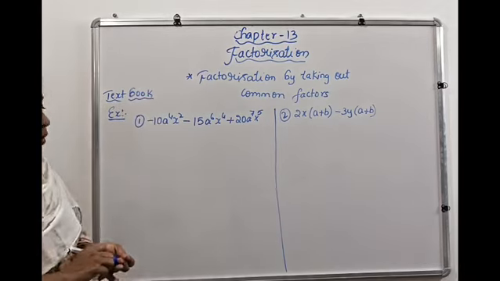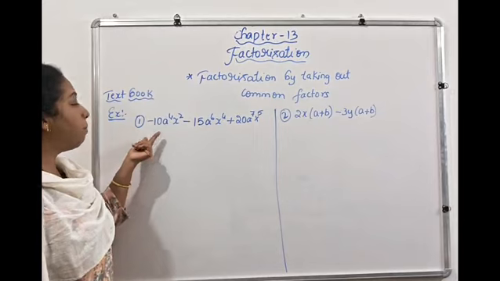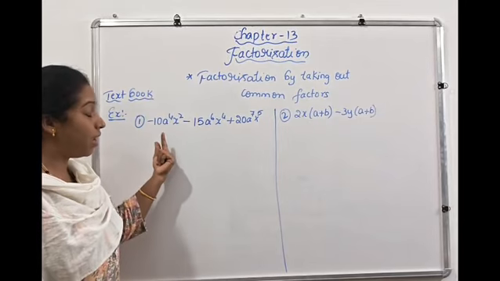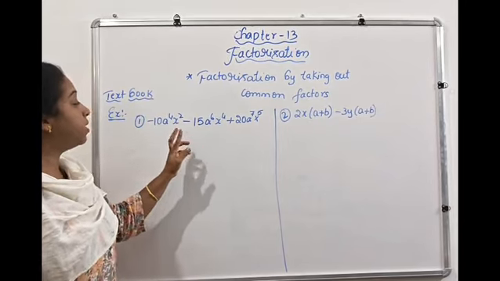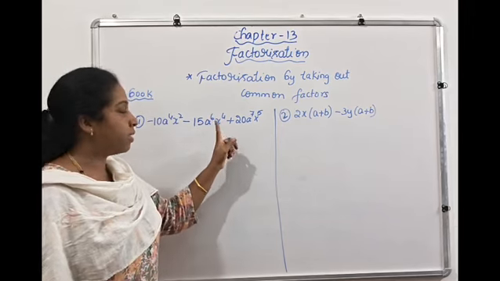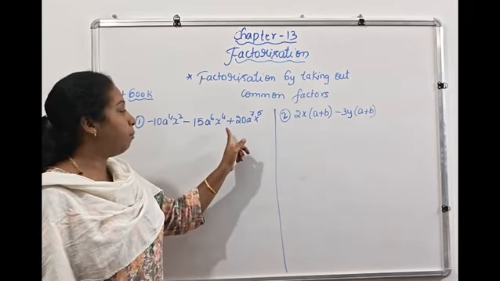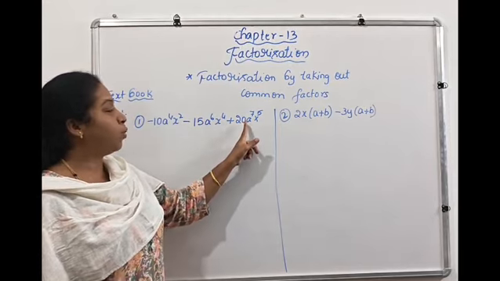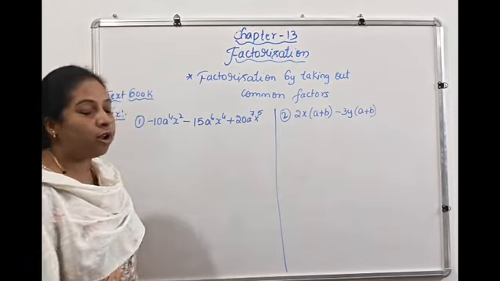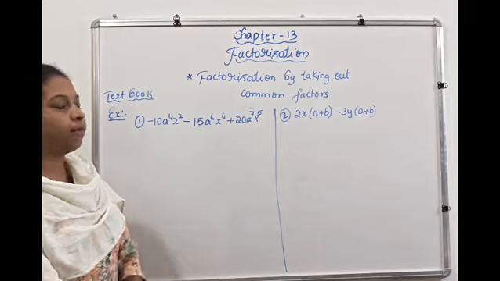So the first one is minus 10 a to the power of 4 x square minus 15 a to the power of 6 x to the power of 4 plus 20 a to the power of 7 and x to the power of 5. This is the first example, right?